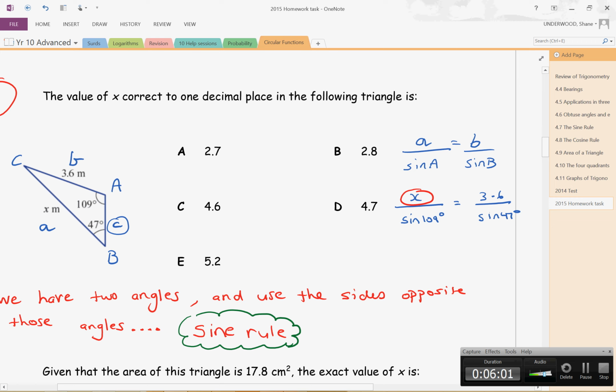The algebra is we want to get x by itself. So what do I have to do to both sides to get rid of this sine 109? It's divided by at the moment, so I'm going to times by. I'm going to just skip a step here and we're going to say that x is 3.6 times sine of 109 degrees over sine of 47 degrees. And if you put that in your calculator, scientific or CAS, you should be able to get, what was the answer? 4.7. That's 4.7.